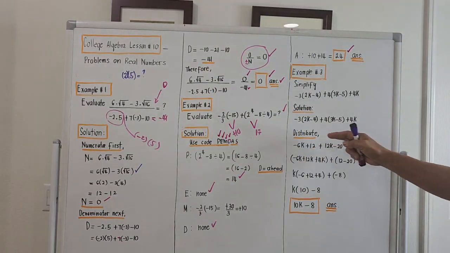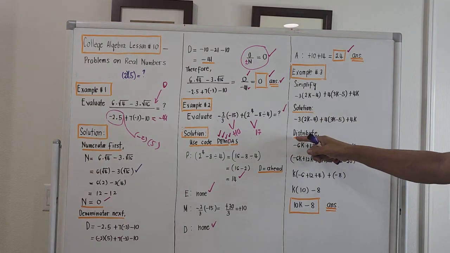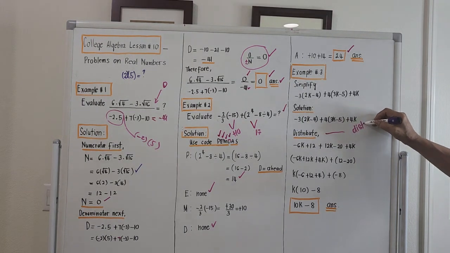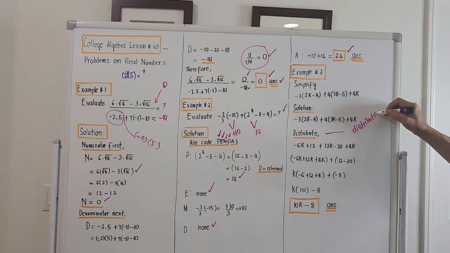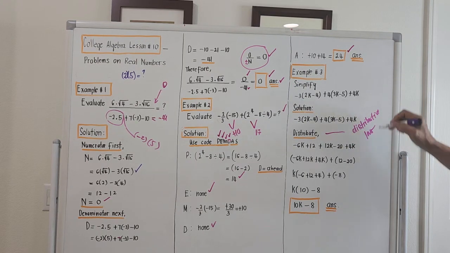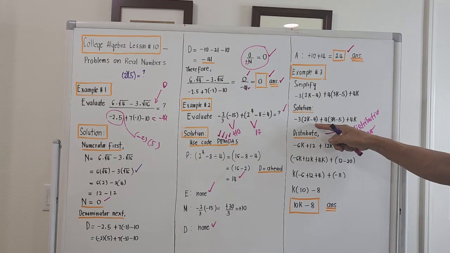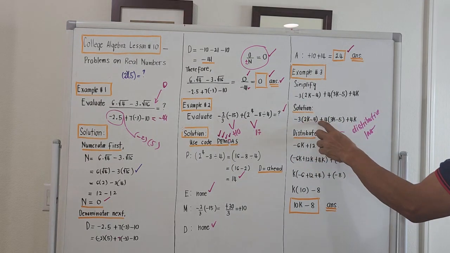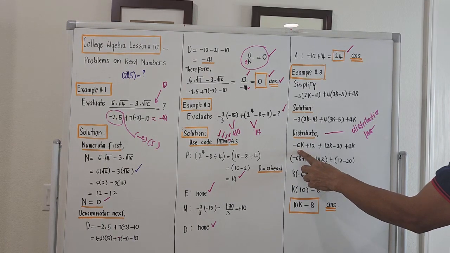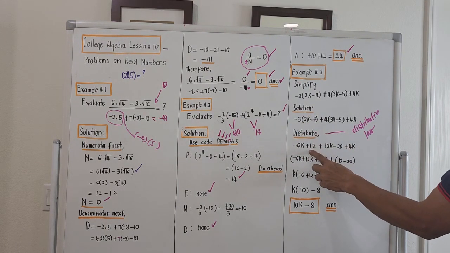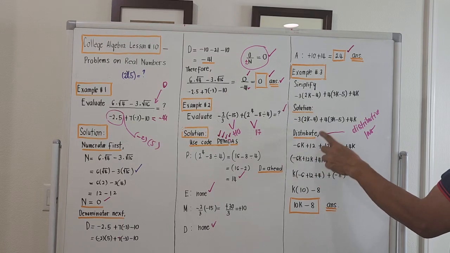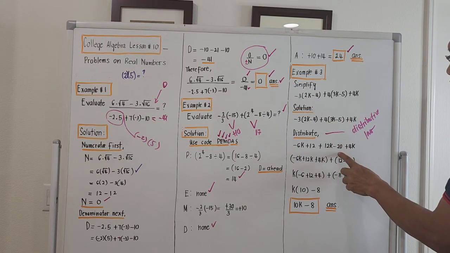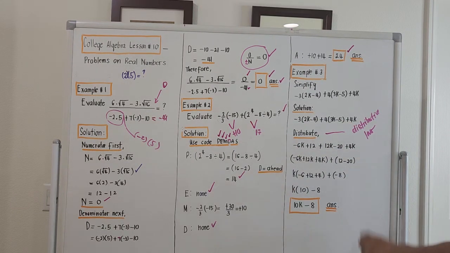Okay, we try to distribute, right? So distribute, so we are now using the distributive law. We must have to distribute this one to simplify, right? So minus 3 times 2k will be minus 6k. Minus 3 times minus 4 will be plus 12. 4 times 3k will be 12k. 4 times minus 5 will be minus 20 plus 4k.